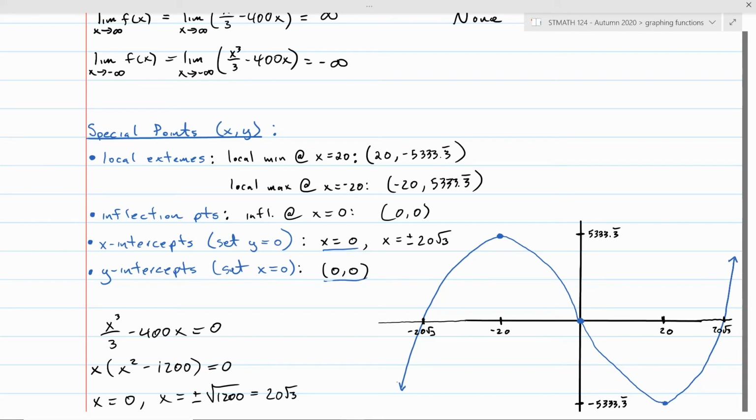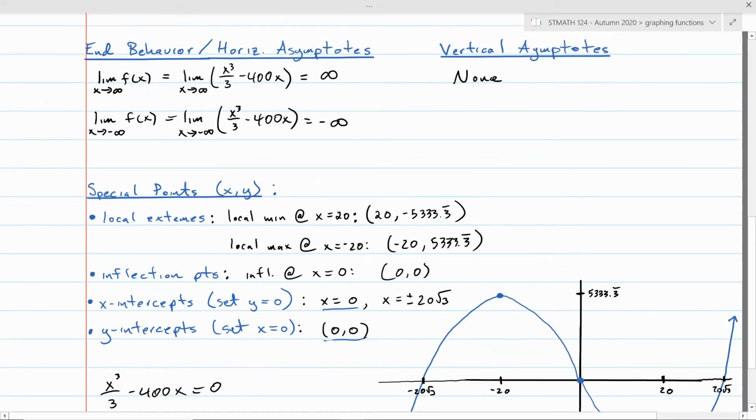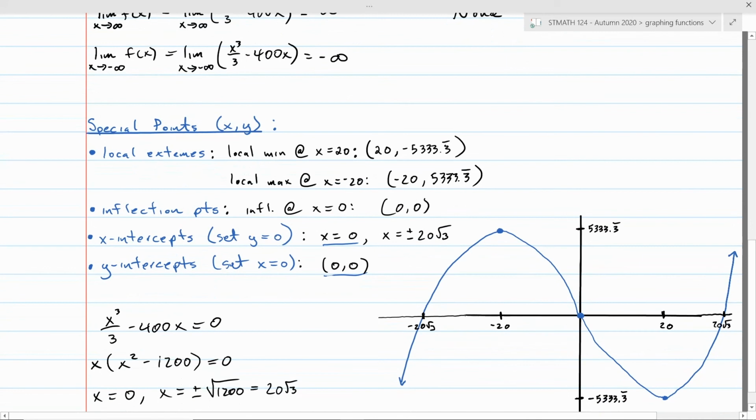I've got the region where it's concave down from negative infinity all the way to the origin reflected in that graph. Then it's bent upward to the right of the origin. I've got the local extrema identified on the graph here. So maybe we can label some of these points. Negative 20, positive 53.3 repeating, 0, 0, positive 20, negative 5,333.3 repeating. Yeah, I think we're looking good.